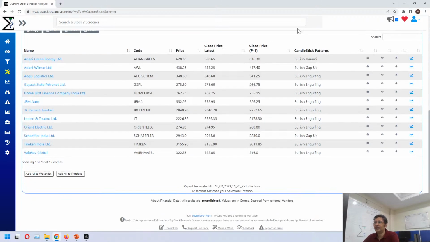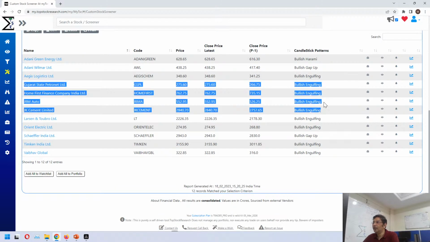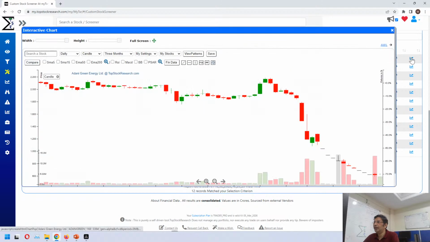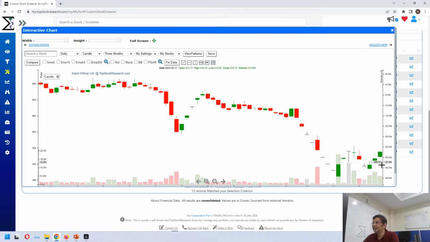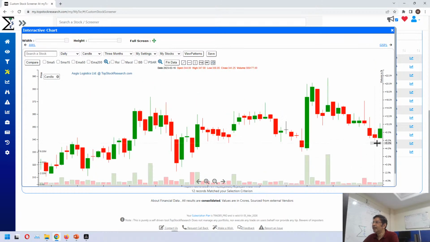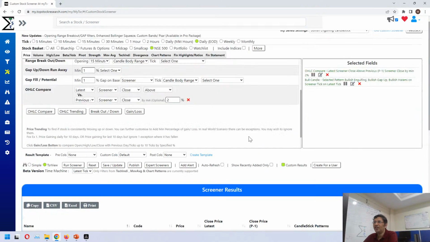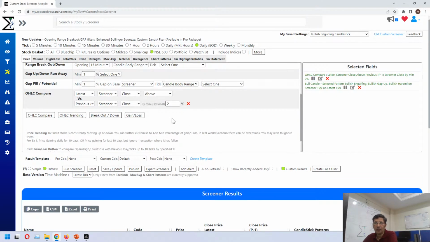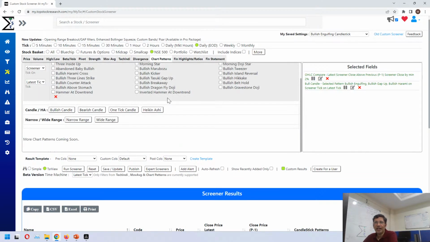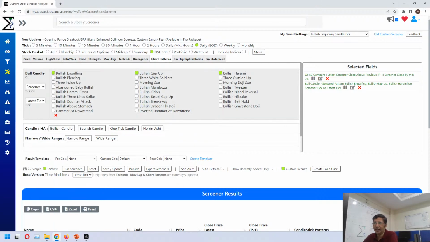So when you look at this, you'll find there are 12 stocks. Some of them are gap up, some of them are engulfing, and some of them are Harami. For example, in this case, it's a bad example. So if you see, this is a gap up, nice gap up. And this again is an engulfing pattern. So you can mix and match multiple different things along with the candlestick pattern. So feel free to choose any number of patterns along with the other indicators or parameters of your choice out here.